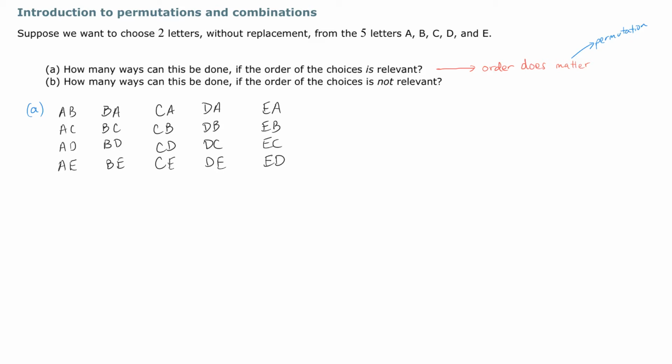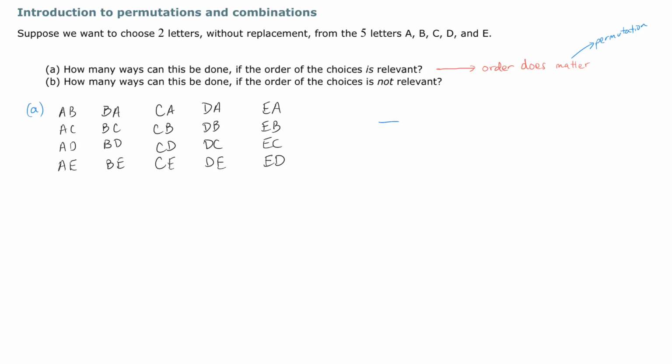So how many are there? There's actually 5 groups of 4, so there's 20. 20 orderings here, 20 rankings. Now, why don't we get 20 in a very, very different way?